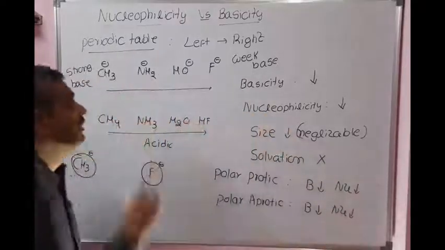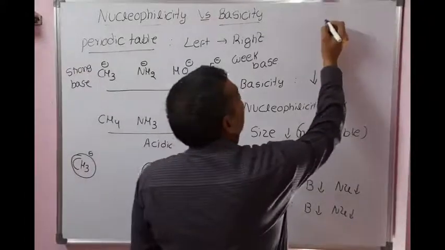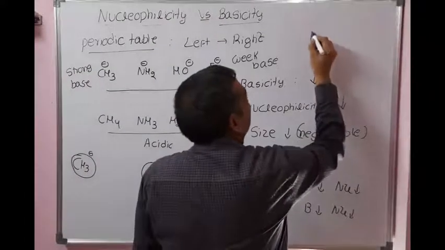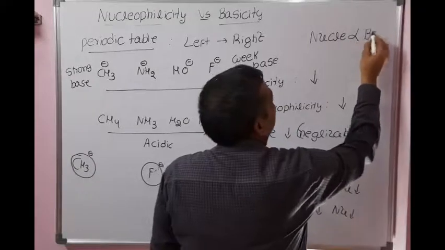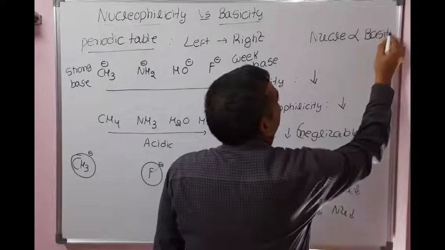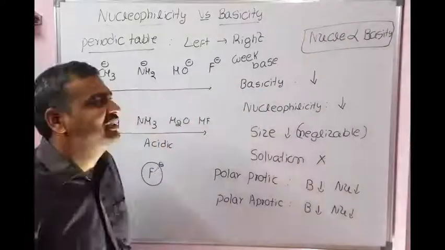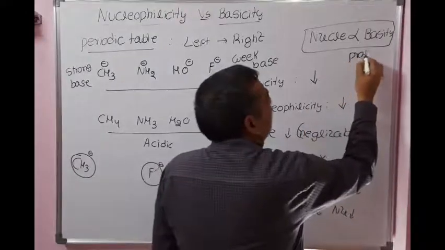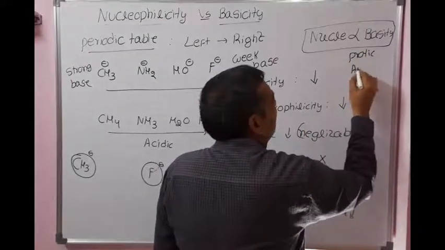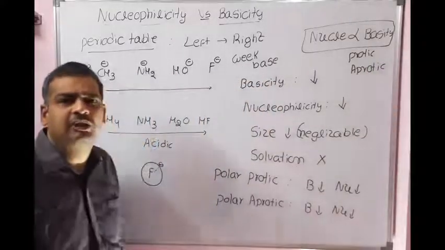So overall, in the periodic table from left to right, either in aprotic solvent or protic solvent, nucleophilicity is directly proportional to basicity. Very important. In the periodic table from left to right, nucleophilicity is directly proportional to basicity, whether protic or aprotic solvent. Why? Because the change in size is negligible. There is no solvation effect.